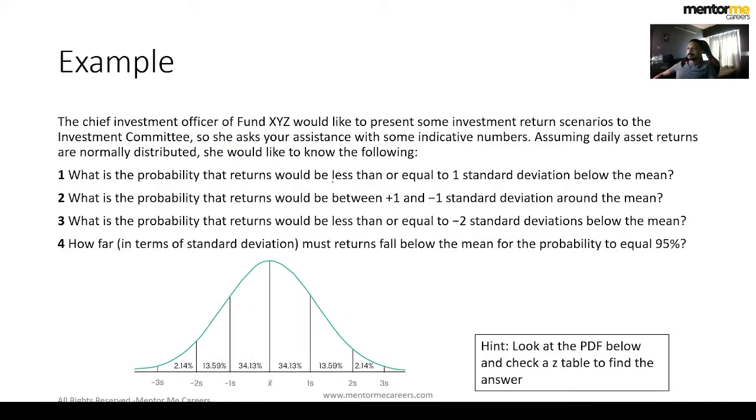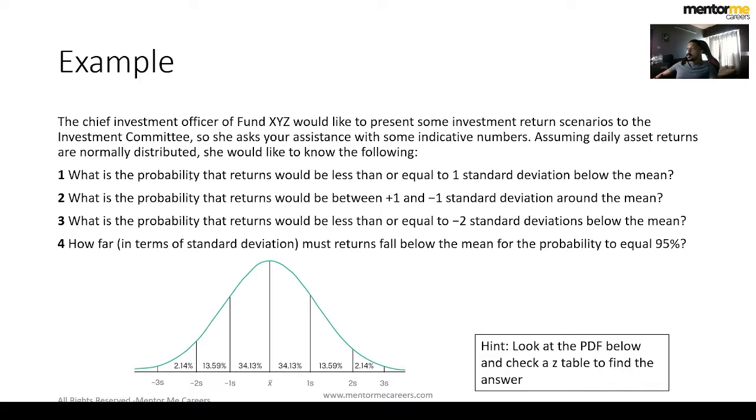Okay, let's look at an example. The chief investment officer of fund XYZ would like to present some investment return scenarios to the investment committee, with some indicative numbers, assuming daily asset returns are normally distributed. So the assumption is that the data is normally distributed. There's an investment officer trying to present some numbers to the committee, and there are some questions which have been asked.